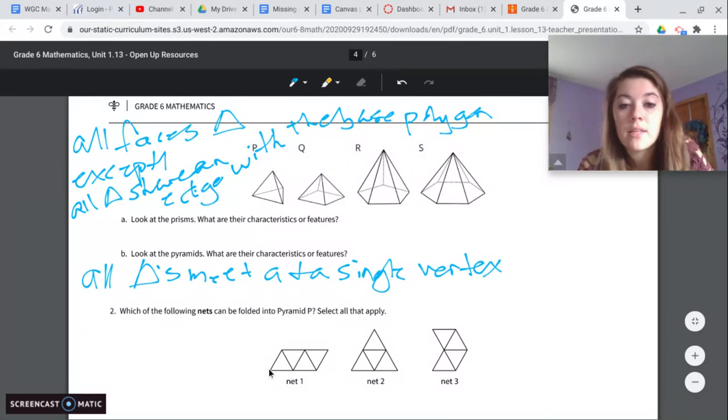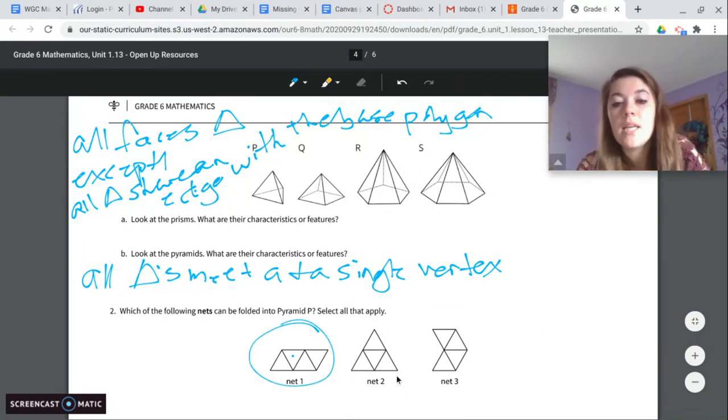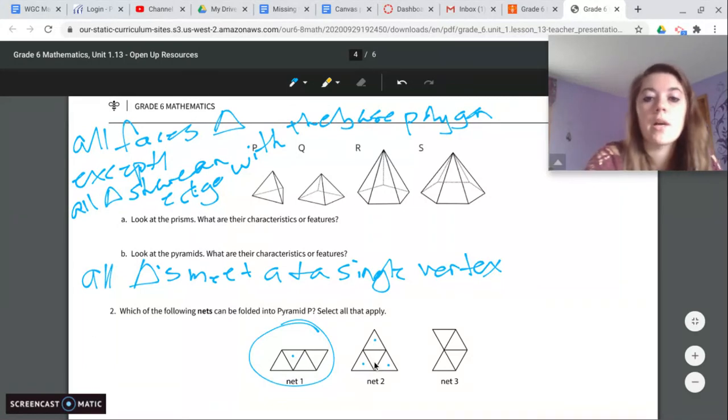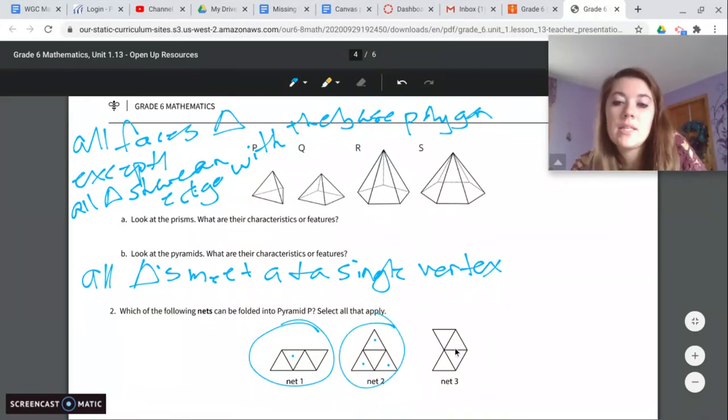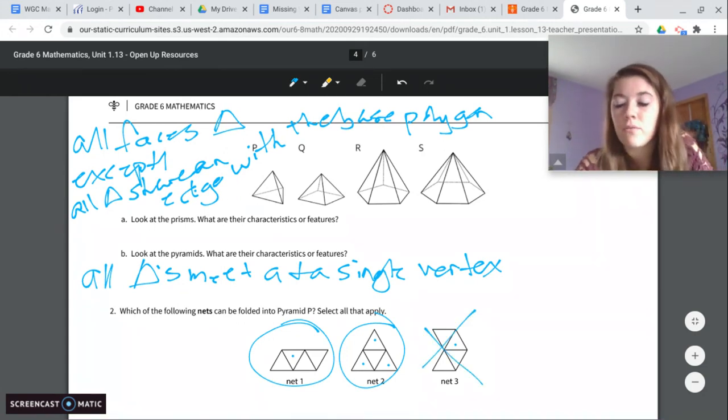So with this one, if we lift this up, let's make this the base. We lift this up, we lift this way. This one will come around to the front. Net 1 will work. Net 2, if we bring up each of these 3 triangles to meet at a center point above this one, we're going to have our pyramid. So this one will work. Now in this case, we could take and lift this one up, make this the base, lift this one up and lift this one up, but then this one, it's going to overlap. We're not actually going to end up with a triangular pyramid. So net 3 does not work for this.